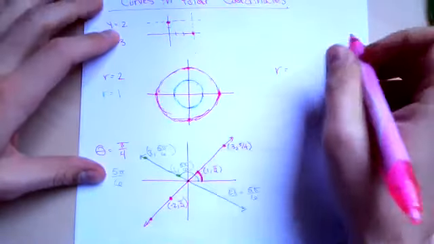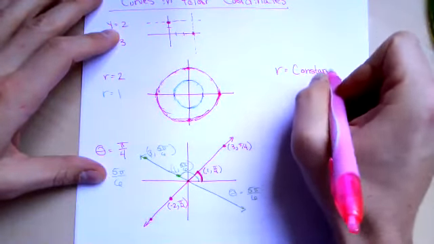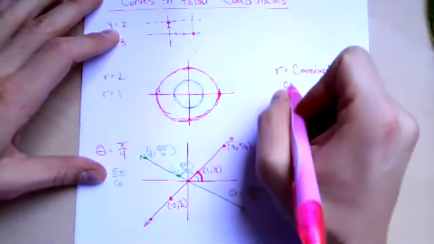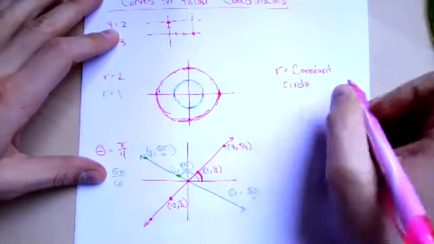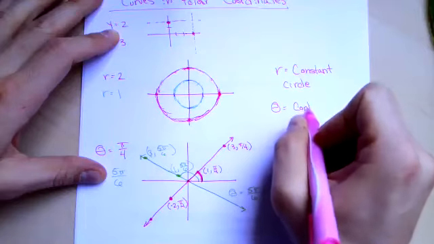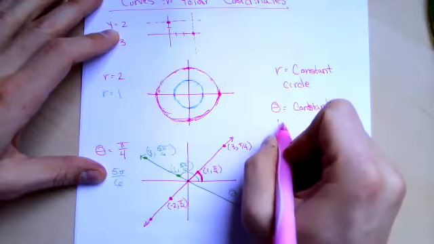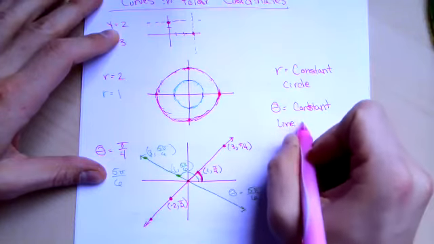So let's summarize that. r equals a constant is a circle. If we have theta equals a constant, it is a line, specifically through the origin, though.